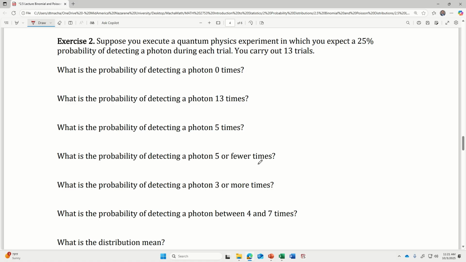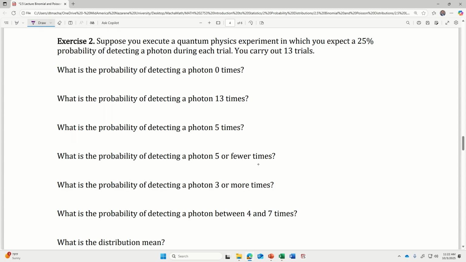So here's exercise number 2 on your homework. It says, suppose you decide to execute a quantum physics experiment. One of the things about quantum physics is that it's not very deterministic, like the way that Newtonian physics works. Quantum physics only gives you probabilities of observing particular outcomes, which is nice for a statistics class. Suppose for this experiment, we expect a 25% probability of detecting a photon. You carry out 13 trials. What's the probability of detecting a photon 0 times?